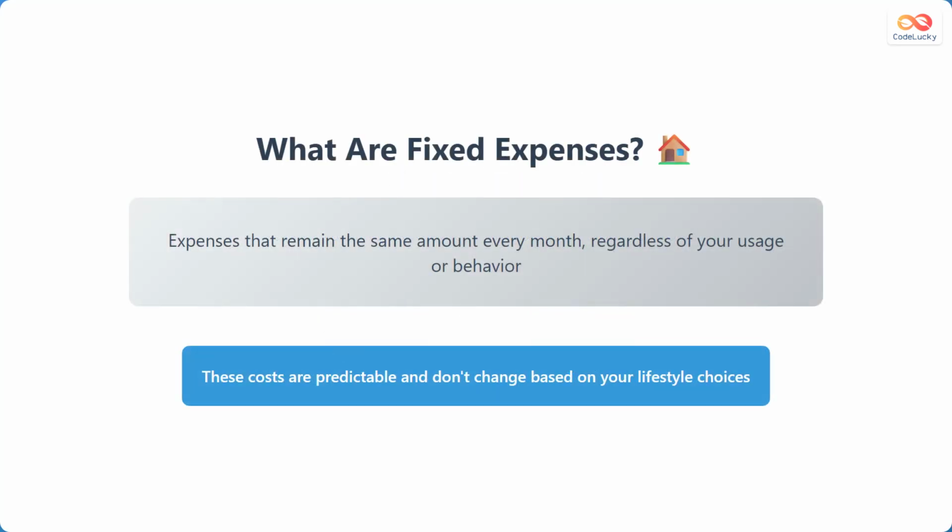Fixed expenses are costs that remain constant month after month, regardless of how much you use a service or product. These are predictable payments that you can count on being the same amount every billing cycle. Think of them as your financial commitments that don't fluctuate based on your behavior or usage patterns. Fixed expenses form the foundation of your budget because they're reliable and unchanging. Since these costs are predictable, they make it easier to plan your monthly spending and ensure you always have enough money set aside for these essential payments.